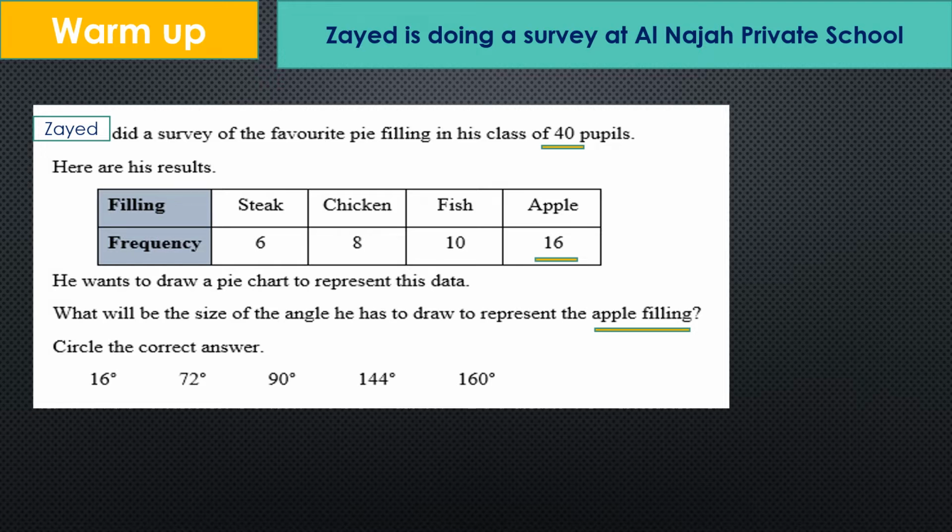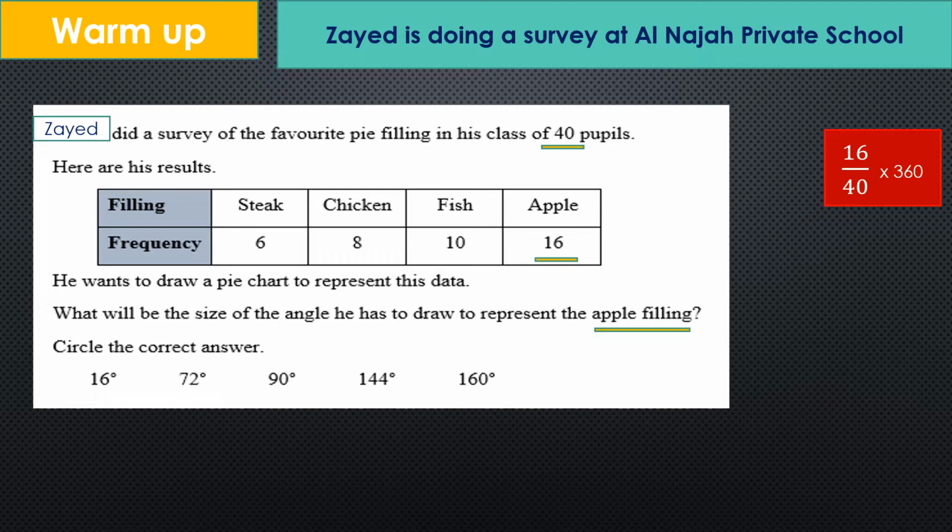So to find this angle, I have to write my own fraction. What is this fraction? It's 16 out of 40 times 360. Why did I multiply by 360? Because my aim is to find the angle.